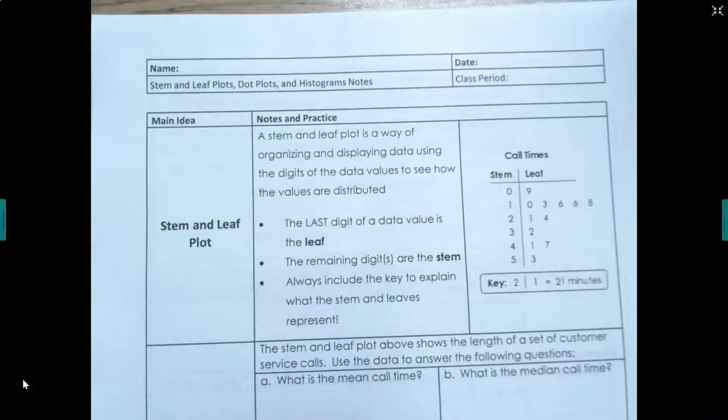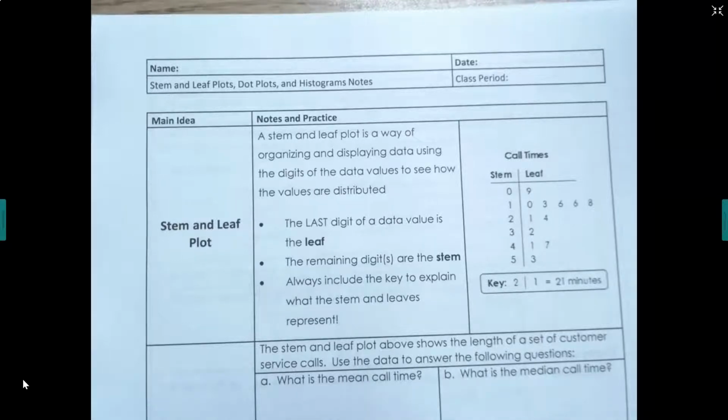Welcome to this video on stem and leaf plots, dot plots, and histograms. By the end of this video, you should be able to use multiple representations to represent data, and you can use those multiple representations to answer questions about the data. Alright, so the first representation that we are going to talk about is a stem and leaf plot.